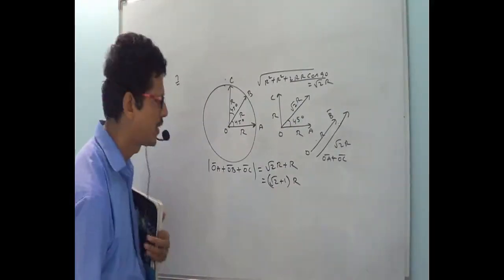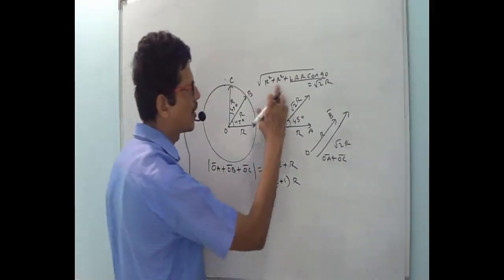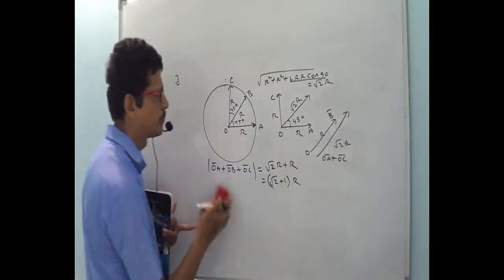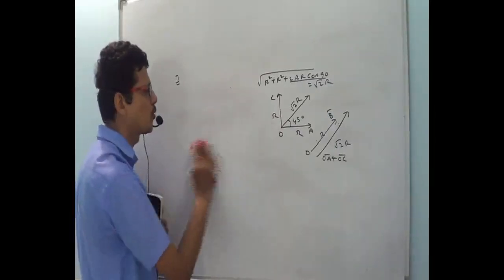Eighth question we will go. So this is parallelogram law of vectors, magnitude root over p square plus q square plus 2pq cos theta.